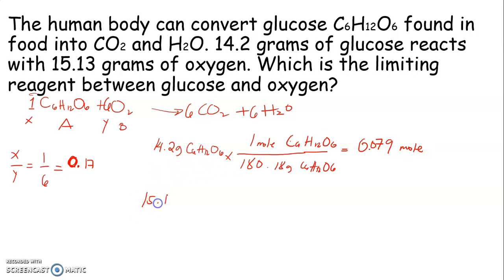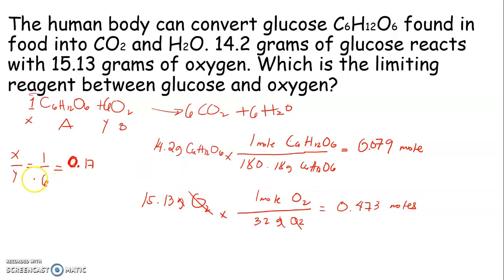Now let's try the other one. That will be 15.13 grams of your oxygen. Oxygen is 32 grams of O2. That will be 1 mole of oxygen. So cancel oxygen and grams. 15.13 divided by 32 is going to be 0.473 moles.